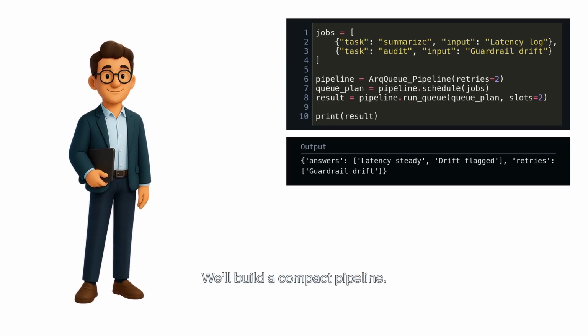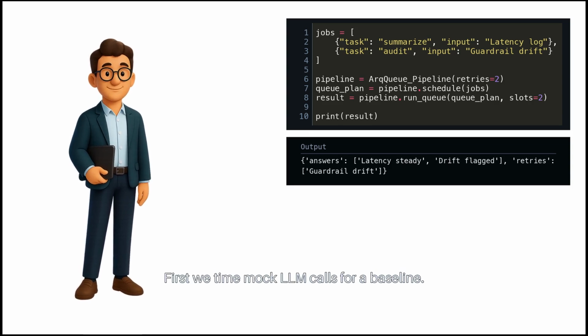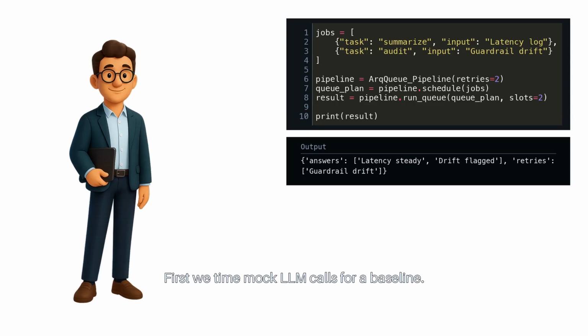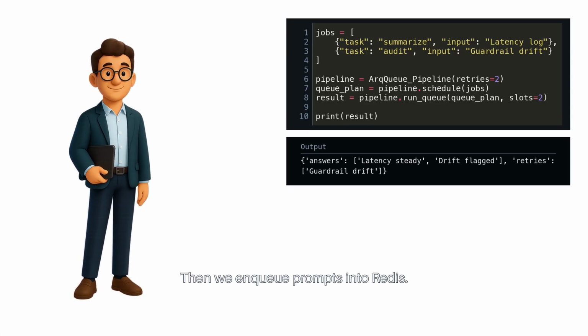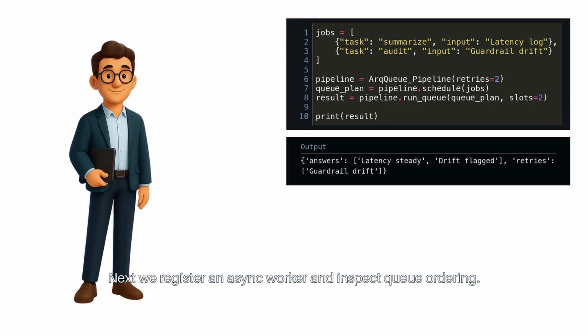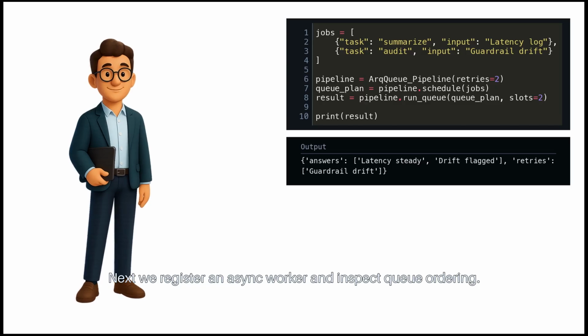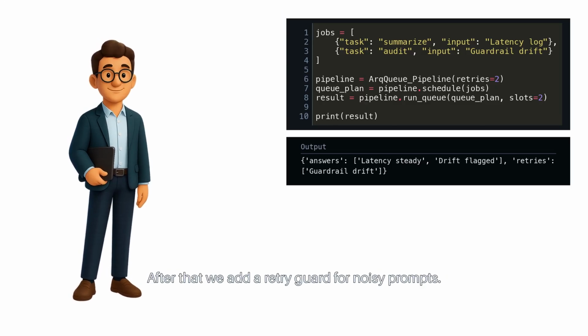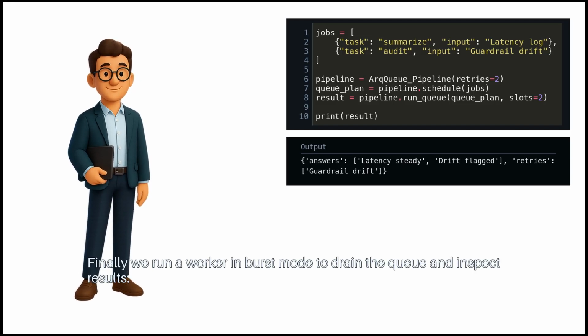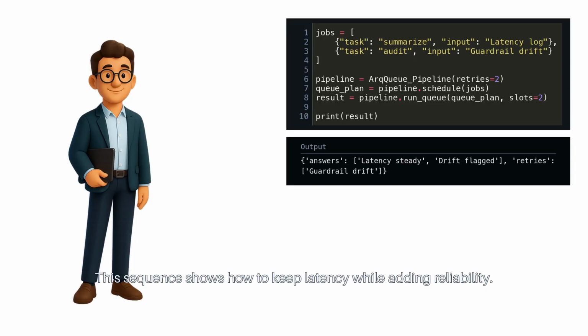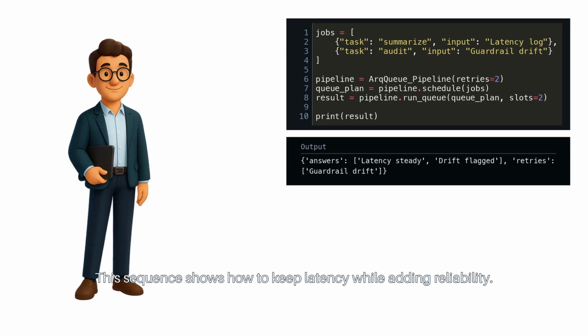We'll build a compact pipeline. First, we time mock LLM calls for a baseline. Then, we enqueue prompts into Redis. Next, we register an async worker and inspect queue ordering. After that, we add a retry guard for noisy prompts. Finally, we run a worker in burst mode to drain the queue and inspect results. This sequence shows how to keep latency while adding reliability.